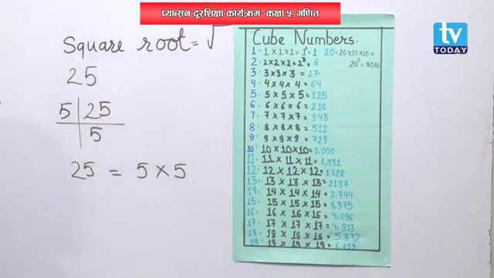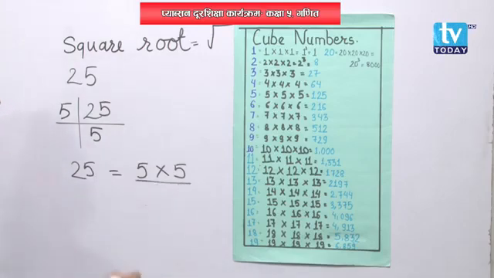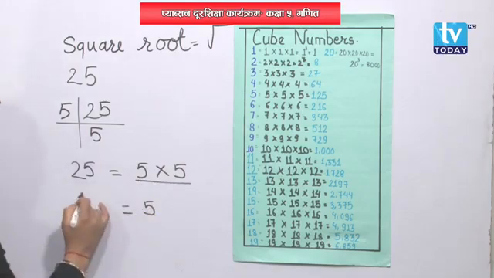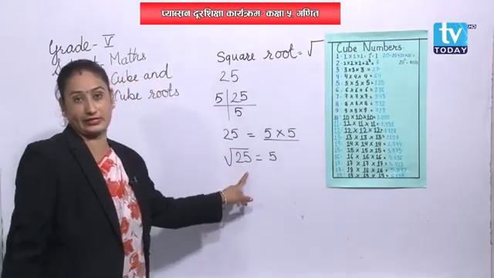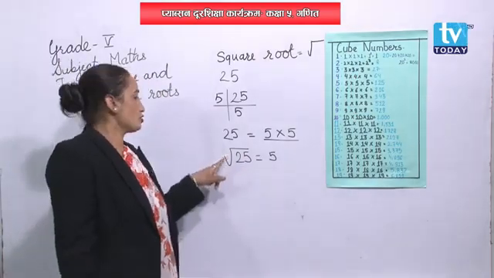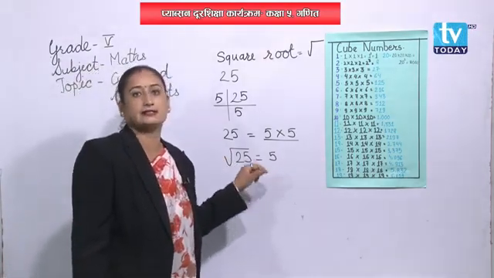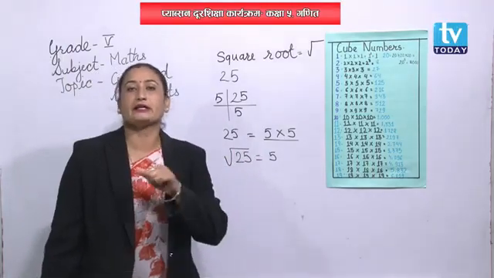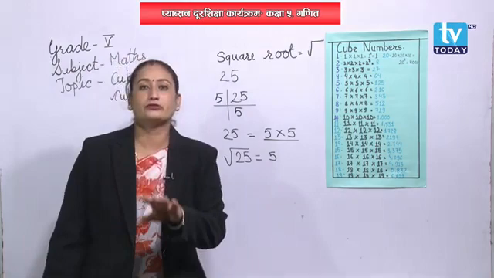How many 5s are there? 2. And let's make a group. If I take 2 as a group, the common will be only one single, that is 5. So the square root of 25 is 5. This is your answer. Are you getting me? Square root of 25 is 5. This is your answer. Same like here, we are going to learn the cube root.